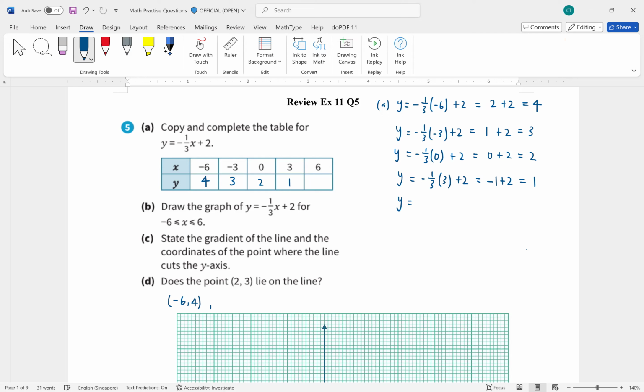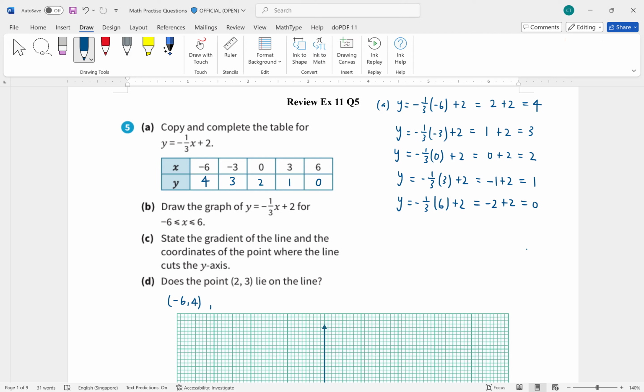Then finally, in your exam, you don't have to write out all this working. You can just press your calculator, substitute in the values, and get this final number here. So you get negative 2 plus 2. Negative 1 third times 6 is negative 2. So you get 0.